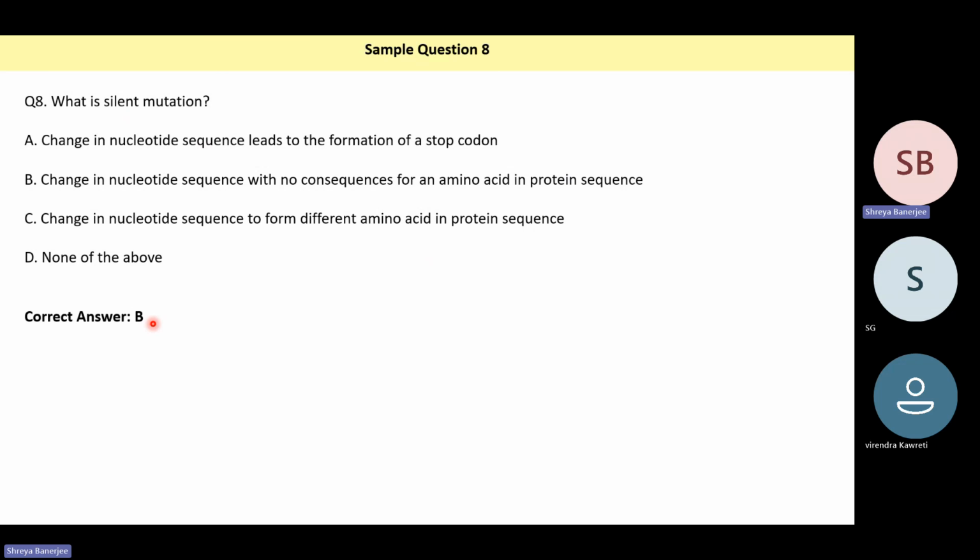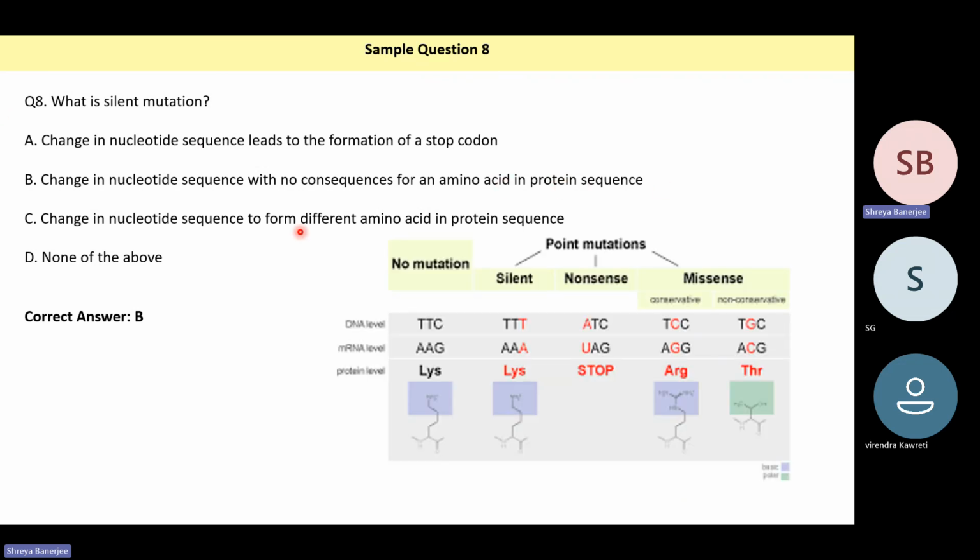So this is basically when there is a change in nucleotide sequence with no consequence for the amino acid in the protein. We saw it before also. If TTC is mutated to TTT, both are coding for phenylalanine. So it is a silent mutation because there is no effect on the amino acid sequence in the protein.